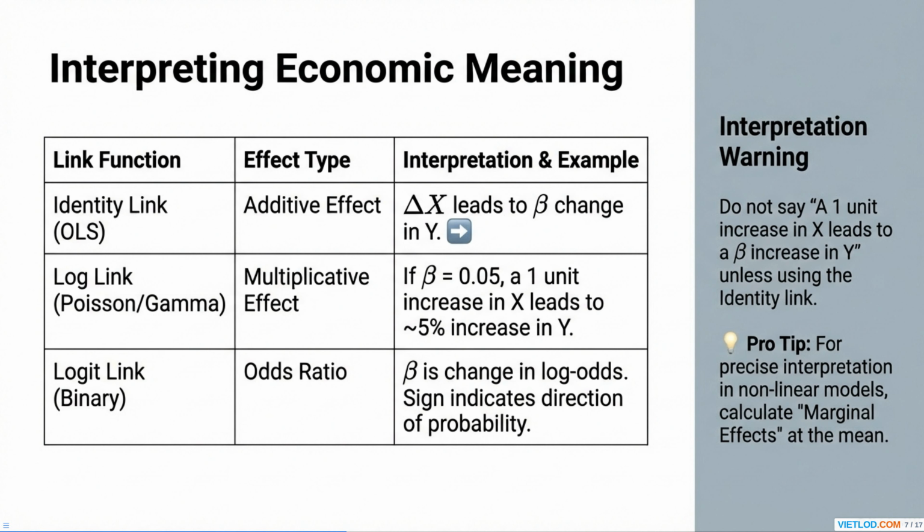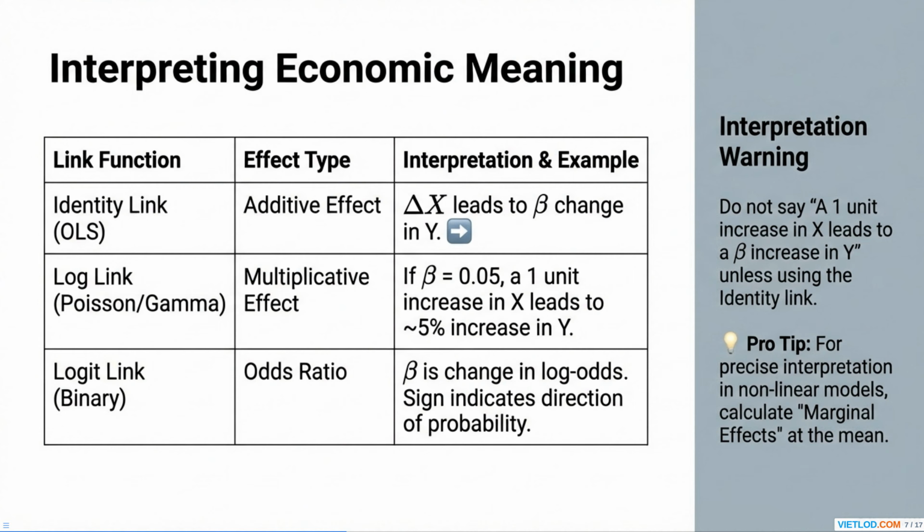For the Logit link, used in binary models, the coefficient beta represents a change in the log odds of the outcome. While its sign indicates the direction of the effect on probability, for a precise magnitude, it's essential to calculate marginal effects at the mean of your variables.